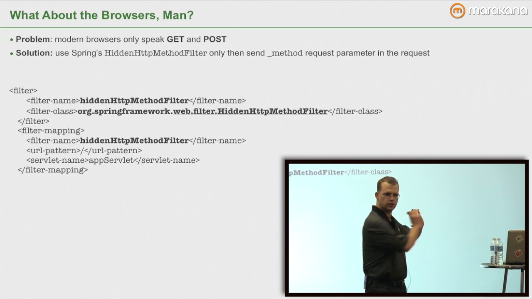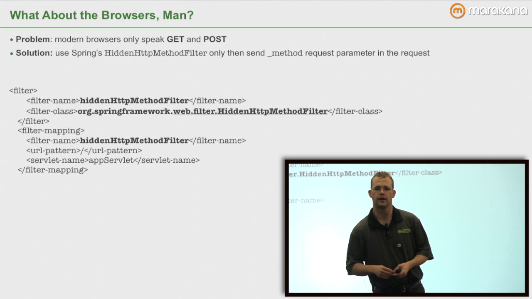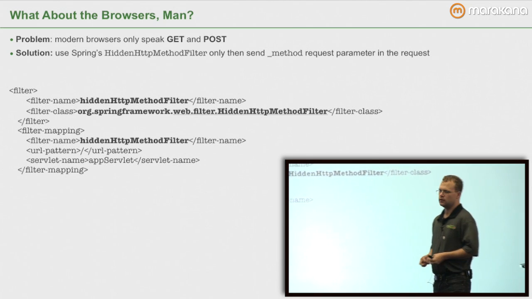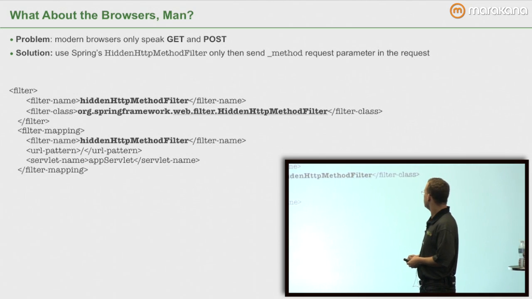So all this good stuff about REST kind of goes out the window when you've only got two of your verbs available to you, right? And that's actually true, but we have a workaround. It's a very well-known workaround. It's called the hidden HTTP method filter.